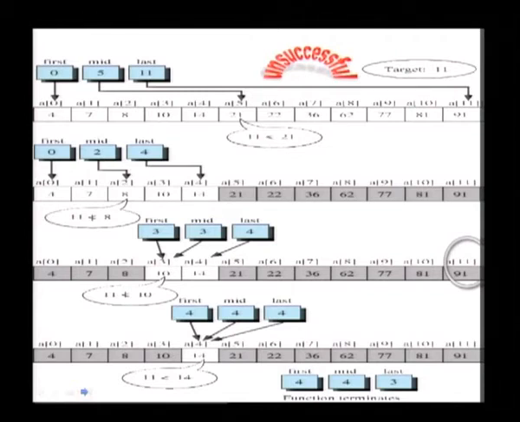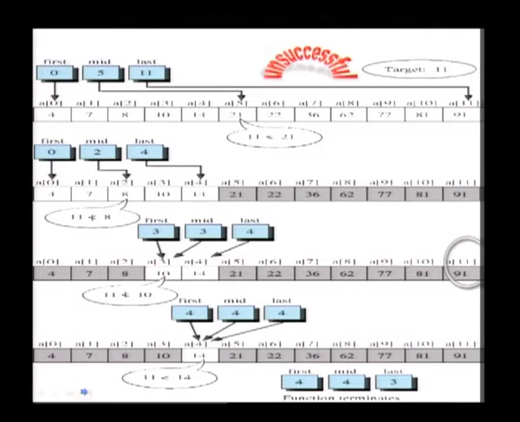A comparison is made with the value which is sitting in the array index 2, which is 8. 8 indeed is not larger than 11, therefore 11 has to be to the right of 8 if it is at all present in the array. Therefore, now in this case 11 should be present if at all in the array indices last and mid minus 1, right. Sorry, last and mid plus 1, right.